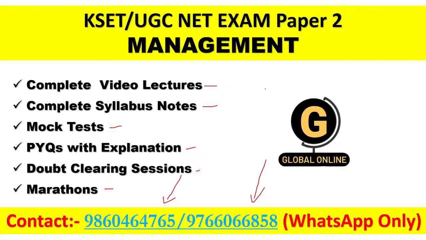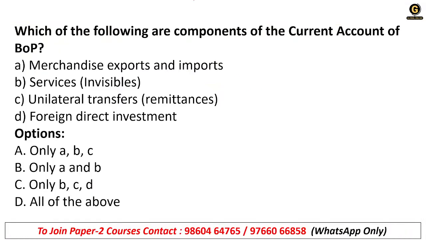Okay. Next, which of the following are components of the current account? As I said, there are multiple components of current account and capital account. So this question is on that. The components of current account. So A, B, C, D options are there. Which of the following is the component of current account, right? A, merchandise exports and imports; B, services; C, invisibles, unilateral transfers; and D, foreign direct investment. Options are only ABC, only AB, BCD, or all of the above.